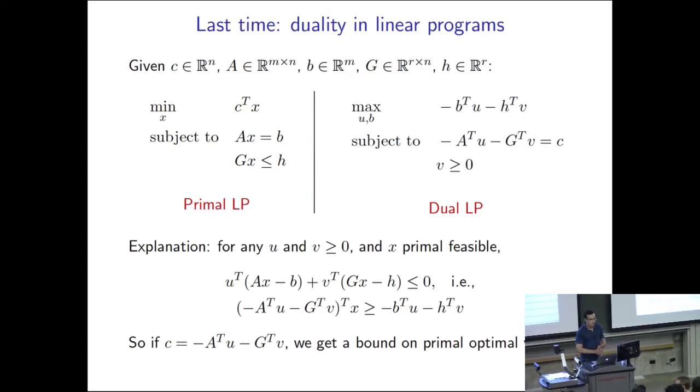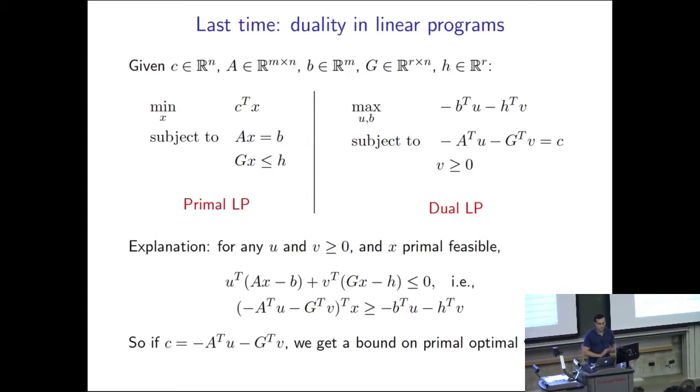Okay, so last time we talked about duality in linear programs, and we saw this in various forms, but here was one form that was the most general. If you have a linear program of this form, minimize C transpose X, subject to AX equals B, and GX less than or equal to H. So this could describe any linear program. Then we saw that we could construct another linear program that we called its dual. And in the context of the relationship between this program on the left-hand side and the right-hand side, we call this one the primal.